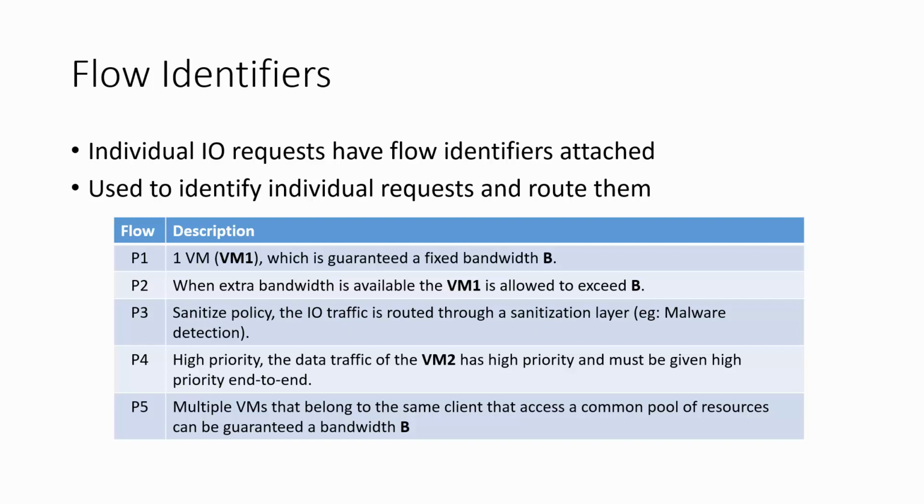Flow P4 is high priority data traffic for virtual machine 2, and must be given high priority end to end. So if there are other flows that exist, Flow P4 probably has the highest priority among them. And in Flow P5, multiple VMs that belong to the same client access a common pool of resources and can be guaranteed a bandwidth B. So in this example, you're spreading out a bandwidth B across multiple VMs that belong to the same client. Now, these are flow examples that are made possible through an SDS system such as IOFlow.